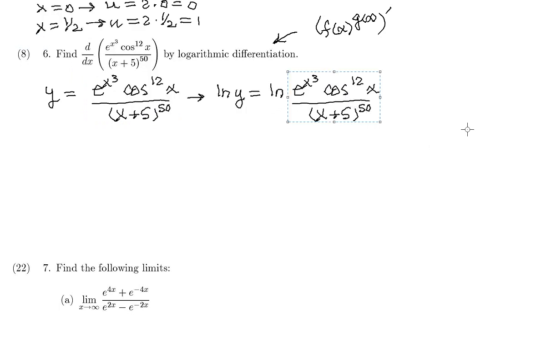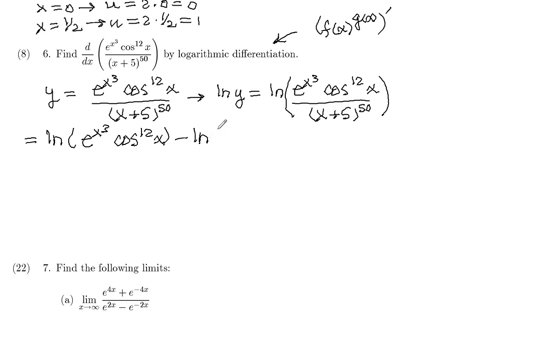And then remember, what you want to do is use properties of logs to simplify this as much as possible before you differentiate. So we've got a division here inside the log. So division inside is subtraction outside. So it's going to be log of the top, which is that e to the x cubed, cosine 12x, and minus log of the bottom. So it'll be ln of the x plus 5 to the 50th.